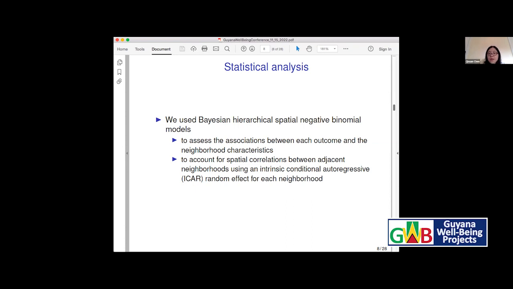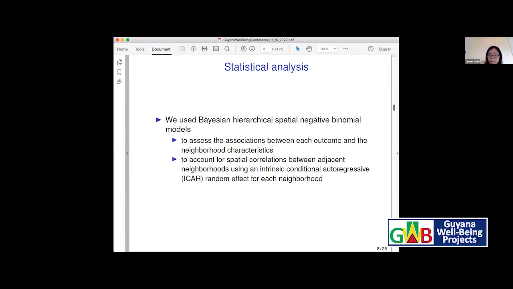In addition, in this specific problem, we also see spatial clustering. As I showed in the dashboard earlier, neighborhoods that are next to each other seem to be more similar in terms of the COVID outcomes. So in our analysis, we want to account for this spatial correlation. So at the end, we use a model called the Bayesian hierarchical spatial negative binomial model. With this model, we want to assess the association between each of the outcomes and the neighborhood characteristics while accounting for spatial correlation between adjacent neighborhoods.